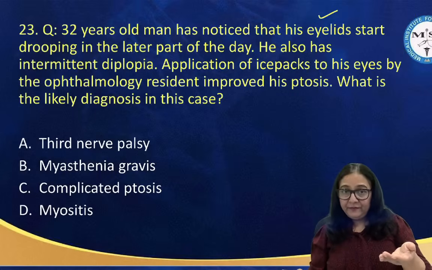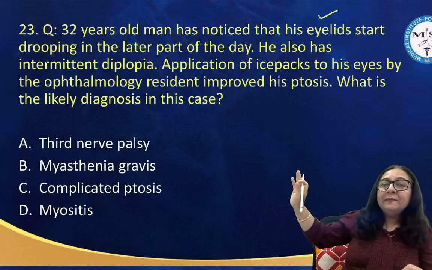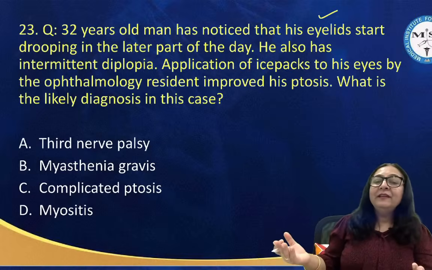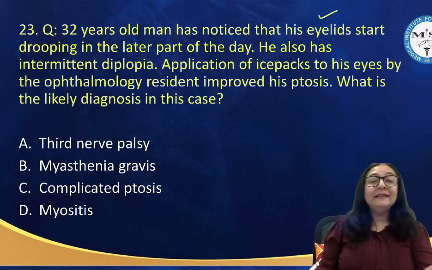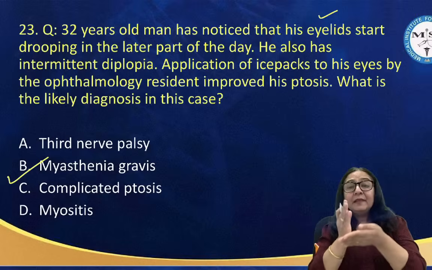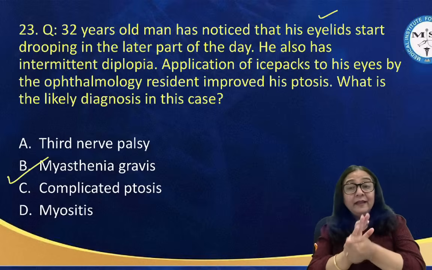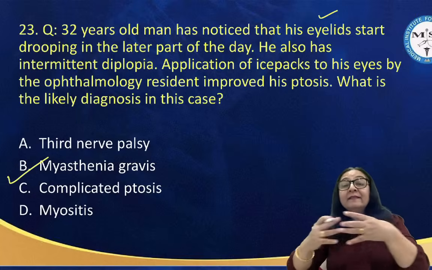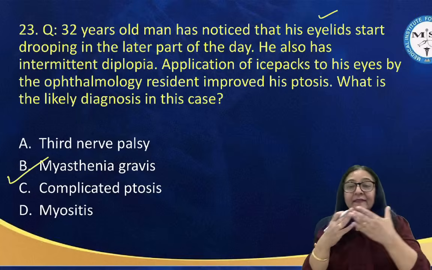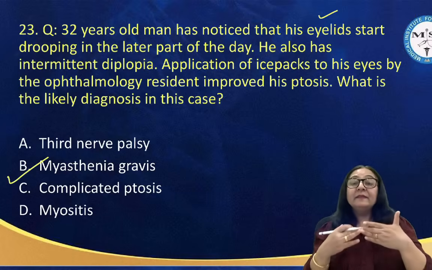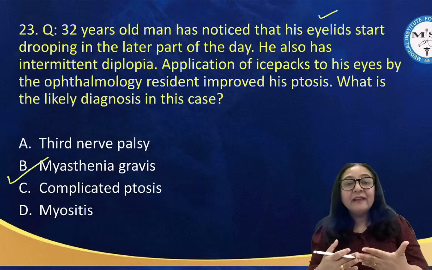Intermittent double vision. Application of the ice packs improved the symptoms. So what is the diagnosis? So this happens only in one condition, which is myasthenia gravis. Because in myasthenia gravis, there is less acetylcholine available at neuromuscular junctions. So as the muscle fatigue sets in the later part of the day, the symptoms worsen. The symptoms get better when the patient has rested.